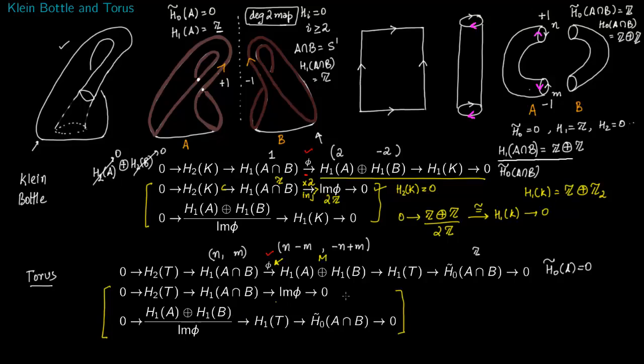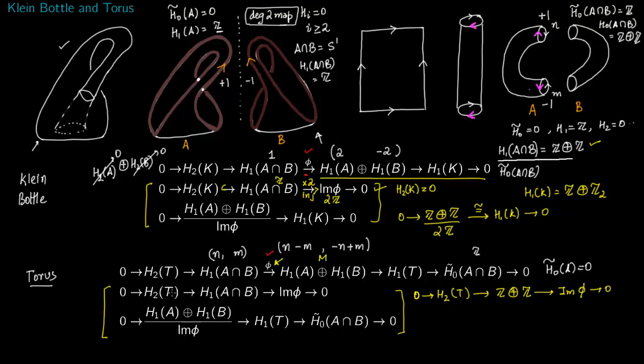Now look at the torus. So we are going to rewrite this. 0, H2T is what we want to find out. We are given H1 of A intersection B is integer, direct sum with integer, the (N, M). So notice that we had written H1 of A intersection B is integer, direct sum integer. This goes to image of phi and then 0. So first notice, what is the kernel of phi? Kernel of phi is exactly when N is equal to M. Then N minus M becomes 0. This also becomes 0. And if N is equal to M, that is entire set of integers again. So kernel of phi is integers.